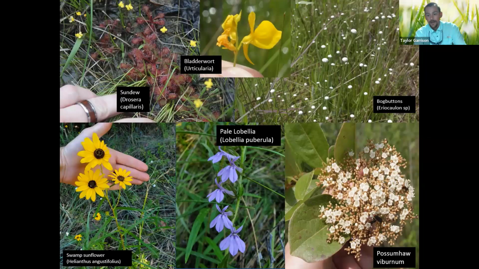This one resembles the Maximilian sunflower we know of in our prairies. We also have pale lobelia. So lobelia is the genus for cardinal flower. You might have seen in East Texas, the red flower lobelia. And this one, pale lobelia, likes wet, mesic areas and bog margins. It will grow in bottomlands as well. And then the flowers of possum haw viburnum in the bottom right. And so a woody species will occupy the middle of the bog and the edges as well.